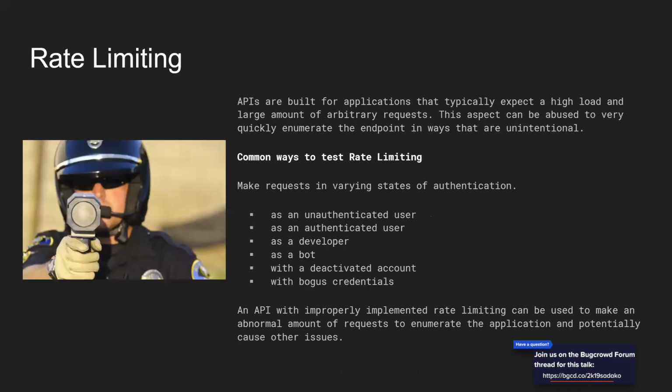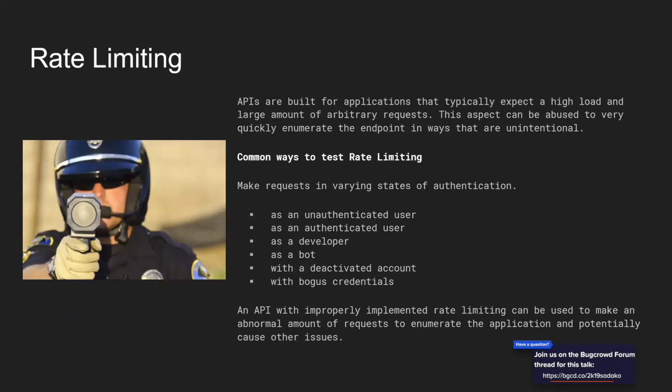So rate limiting. Rate limiting is something that I think doesn't get as much attention as it should in a lot of applications, because APIs are built to expect a high load and a lot of requests. And so this functionality can actually be used against it and be used to quickly enumerate an endpoint. There are a lot of common ways to test for rate limiting. You can make a bunch of requests and see what happens, and check the headers to see if you get any responses back that are rate limiting tokens.